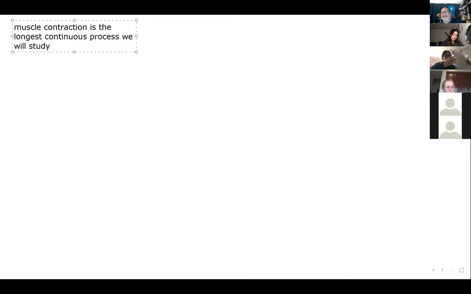Your left side of your brain? Yeah, left side. So over here on the left side of the brain, I make the decision that I want to contract that muscle, and eventually that muscle contracts, right? So this muscle contraction is the longest continuous process that we will study in this class.